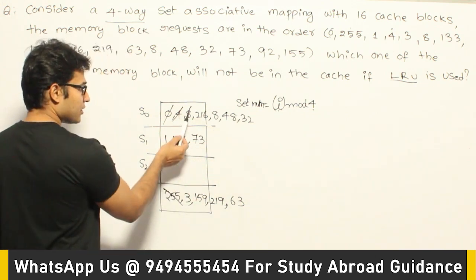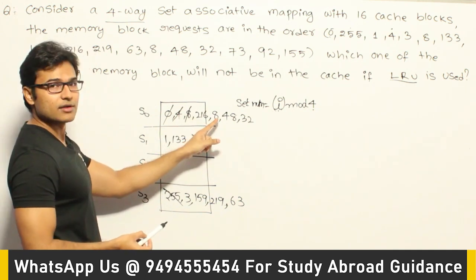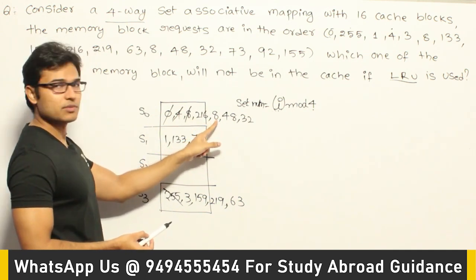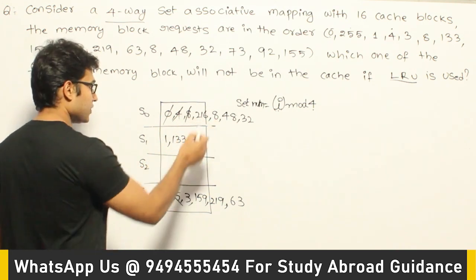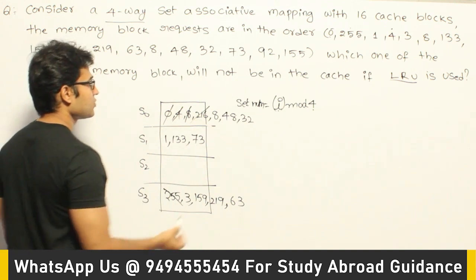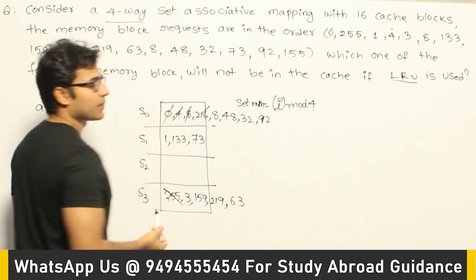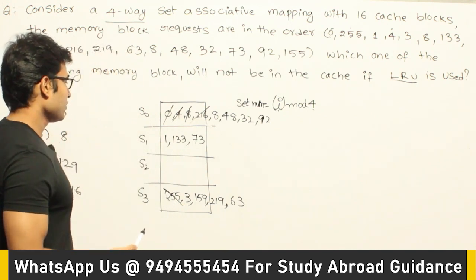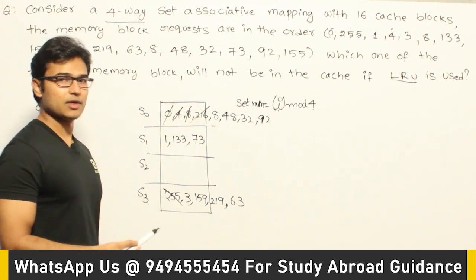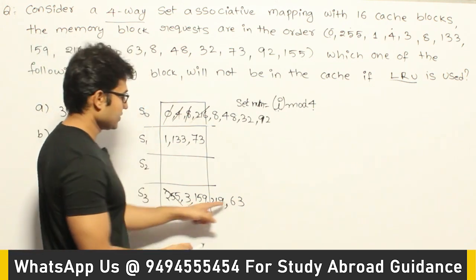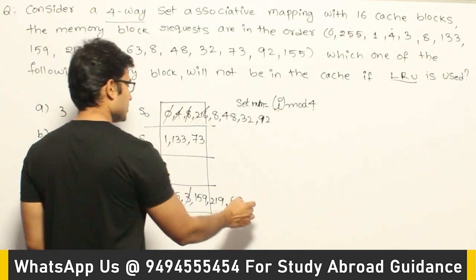So if you hadn't written this 8 here, then you would have thought that 8 is the replacement. No, 8 is not the one that has to be replaced. But since you have moved it here, now you will correctly replace the least recently used one, which is 216. 216 has to be replaced with 92. Got it? And the next one is 155. So 155, the remainder is 3, therefore it has to be kept here. And since the set is already full, replace the least recently used, which one is 3, right?